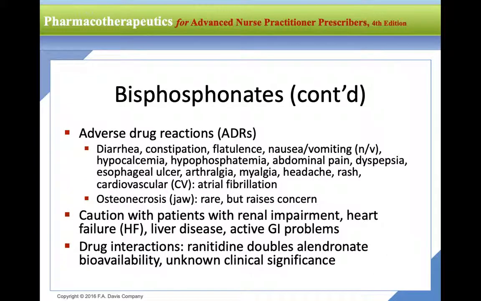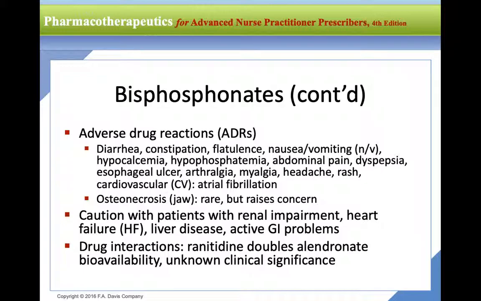That esophageal irritation is why patients have to sit upright for at least 30 minutes after they take their medication. They're going to take it on an empty stomach with only water, and depending on the drug, it's either 30 minutes or an hour that they have to sit upright after they take the medication. Common adverse drug reactions are diarrhea, constipation, flatulence, nausea, and vomiting. Basically, it's GI that you may see.